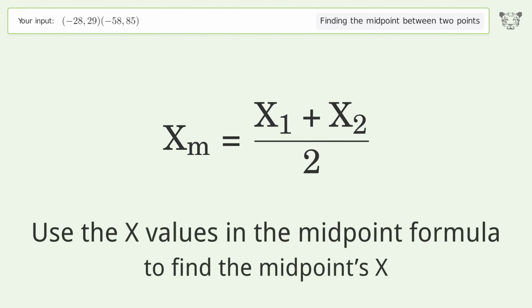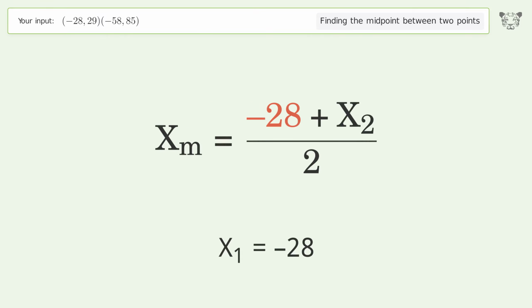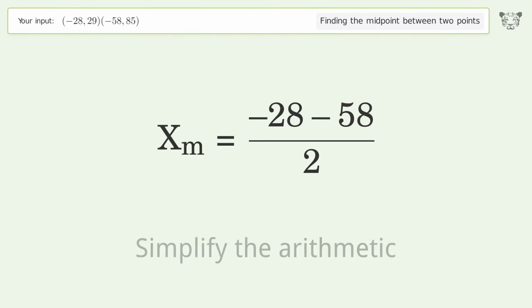Use the x values in the midpoint formula to find the midpoint's x. x1 equals -28. x2 equals -58. Simplify the arithmetic.